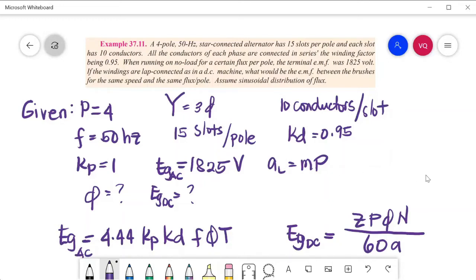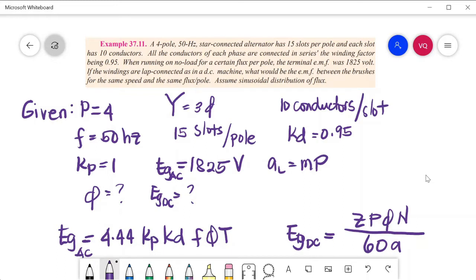Another example is a 4-pole 50 Hz star-connected alternator has 15 slots per pole, and each slot has 10 conductors. All the conductors of each phase are connected in series, the winding factor being 0.95. When running on low load for a certain flux per pole, the terminal EMF was 1825 volts. If the windings are lap connected as in DC machine, what would be the EMF between the brushes for the same speed and the same flux per pole? So assume sinusoidal distribution of flux.